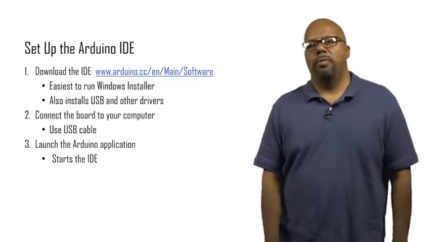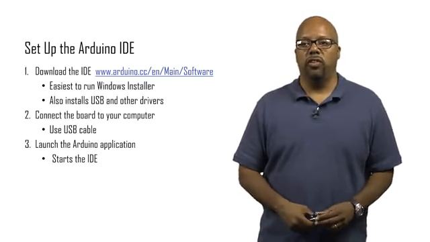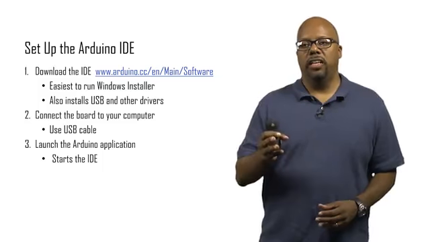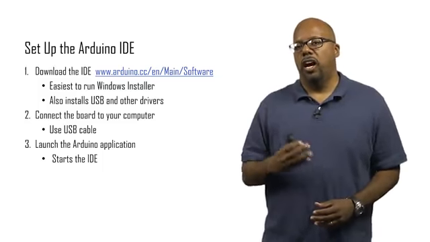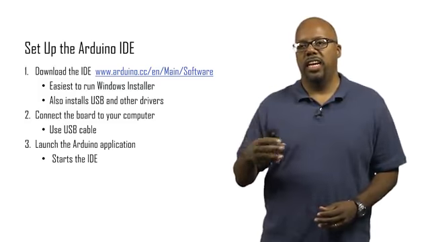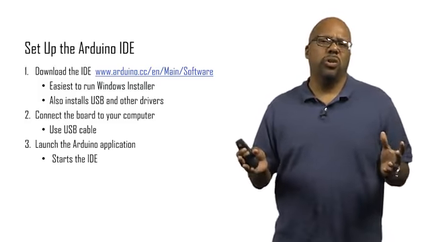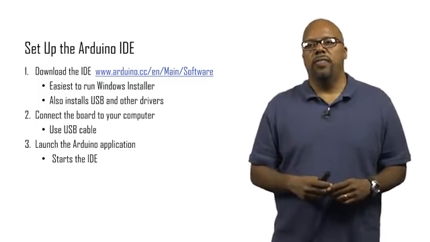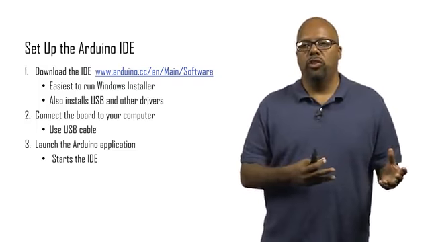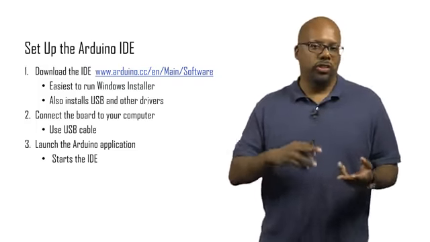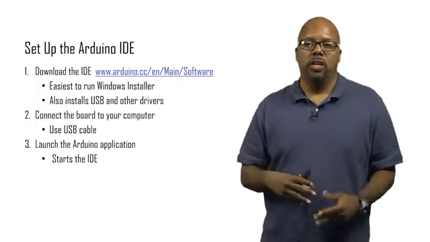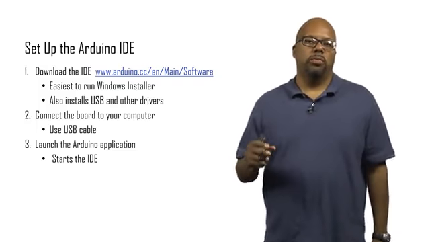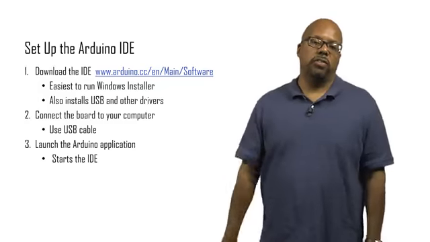So, setting up the Arduino IDE, you want to download it first. You go to arduino.cc, specifically the link shown there, arduino.cc/en/main/software, or just go to arduino.cc and at the top there's a download button and it'll get you there. Easiest is to run the installer. I'm using Windows, so I'll say Windows installer, but you can do this on Mac and on Linux as well. So you run the installer. That will automatically install all the drivers that you need, specifically the USB driver and other drivers.